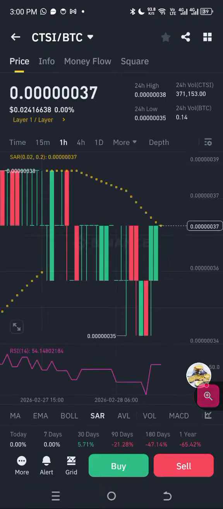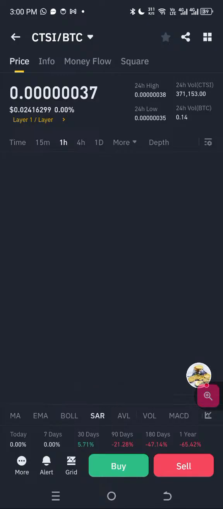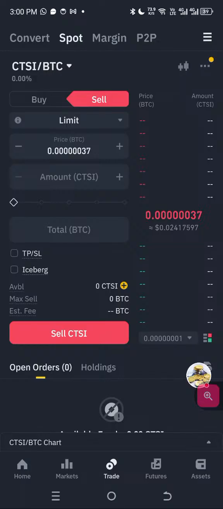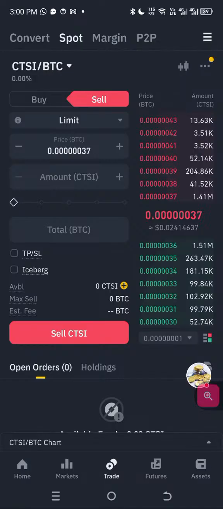This time around, when you're selling CTSI to BTC, you cannot choose the lower price. You have to set it as a sell limit, and you're going to have to wait a little bit, hours or probably a day. I'm always telling you guys the way this thing runs: I do not use market order, I use limit order with sense.